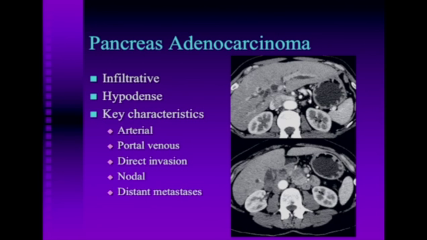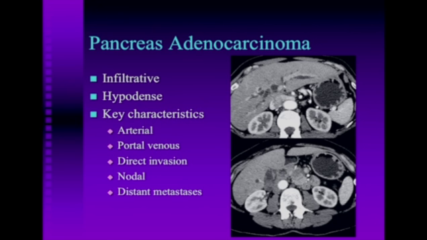These are often infiltrative, hypodense. You may see, if you do a good pancreatic arterial parenchymal phase, it'll be hypodense relative to the surrounding parenchyma. In portal venous phase, we can evaluate for invasion or involvement of the SMV, splenic vein, and portal confluence. We're going to also look for direct invasion into other organs, nodal disease, and then distant metastases.